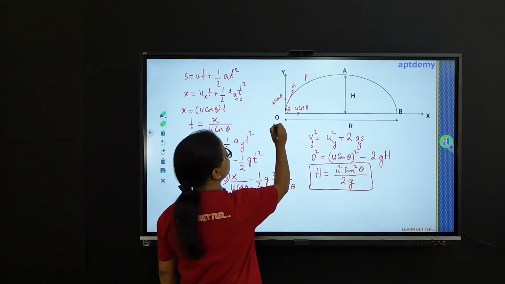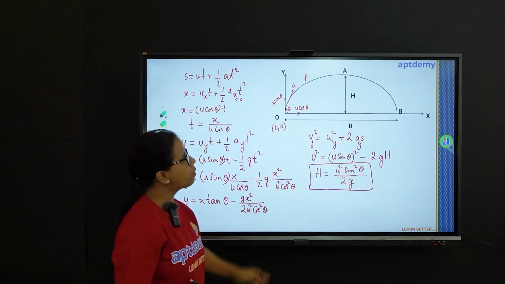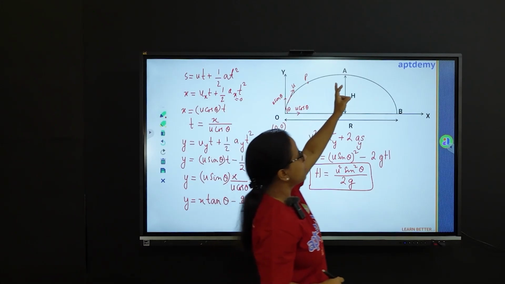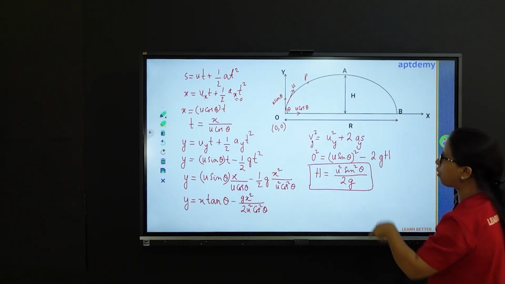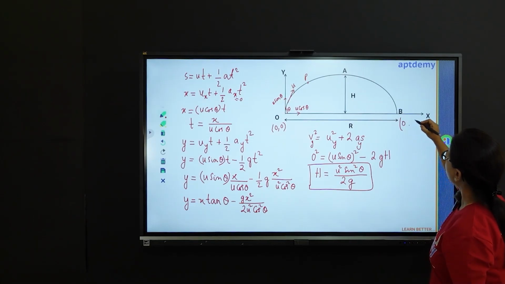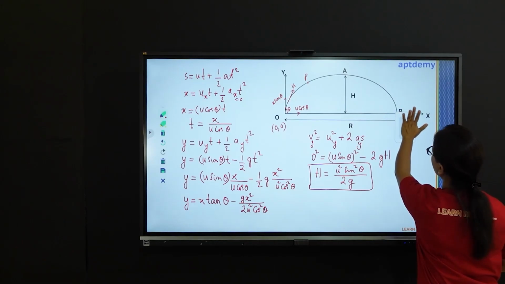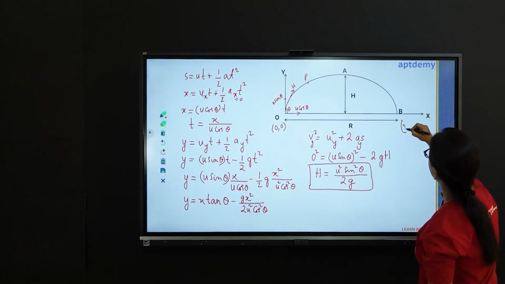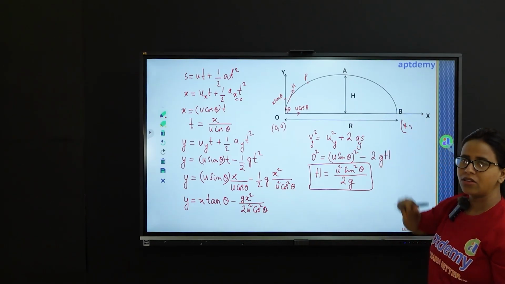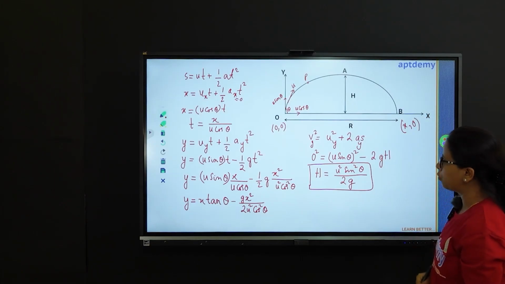So the coordinates, if we try to write down the coordinates of this point, it is 0, 0. Now by the time the particle covers the trajectory and reaches point B, its coordinates change to 0, sorry, this distance is x, or you can better call it R, the range of the projectile, and there is no displacement, so the y coordinate is 0.